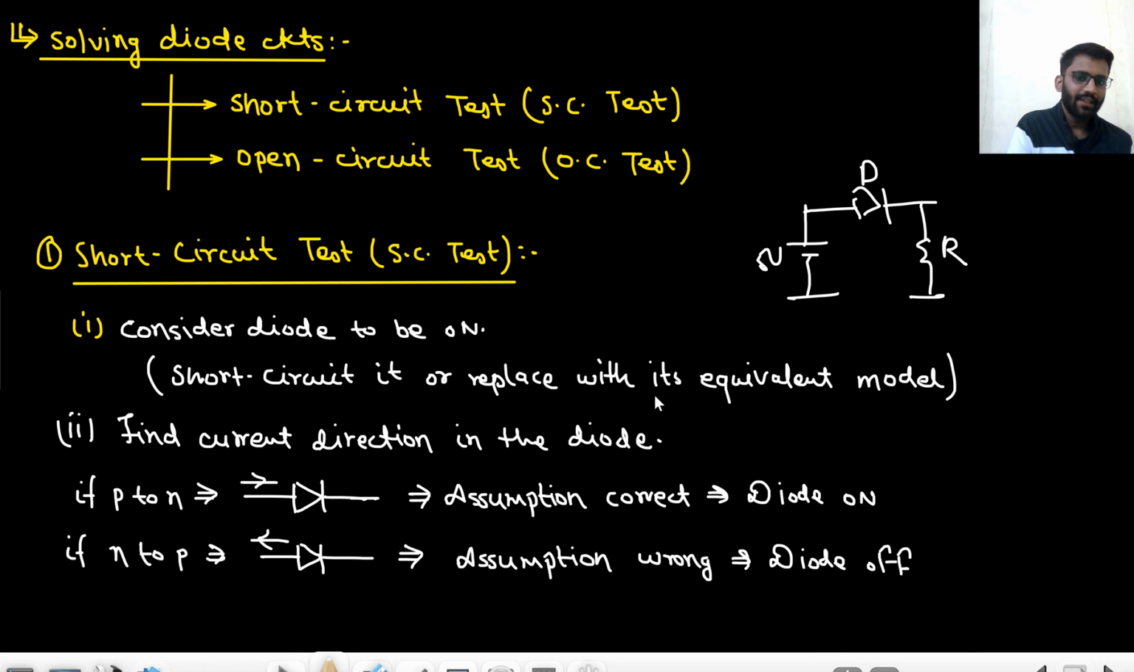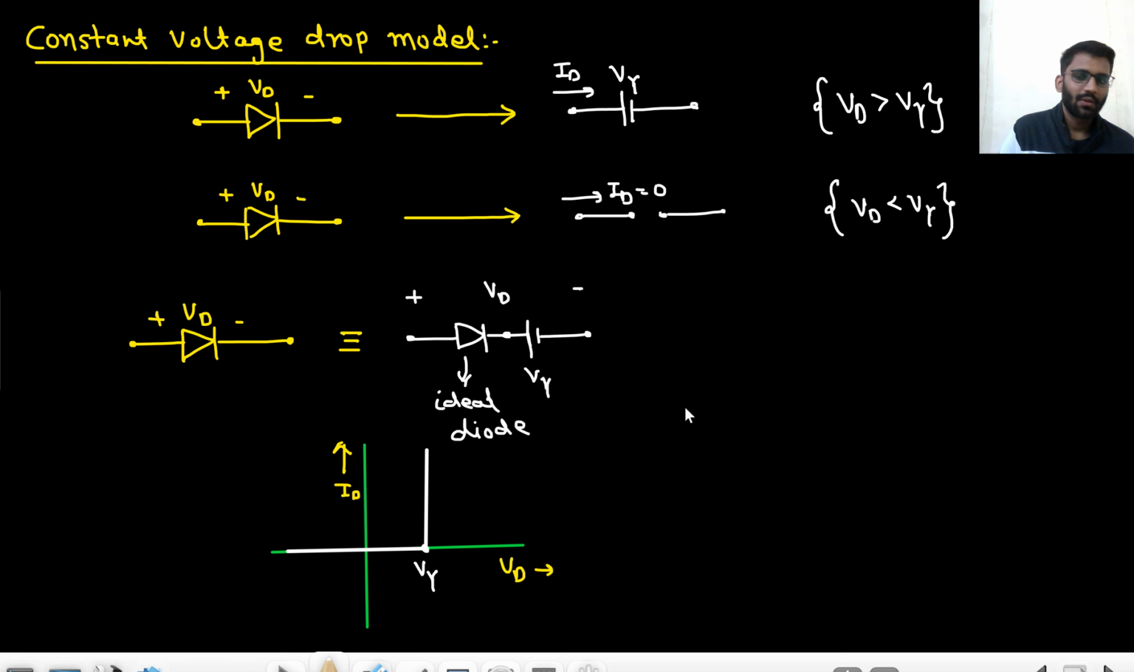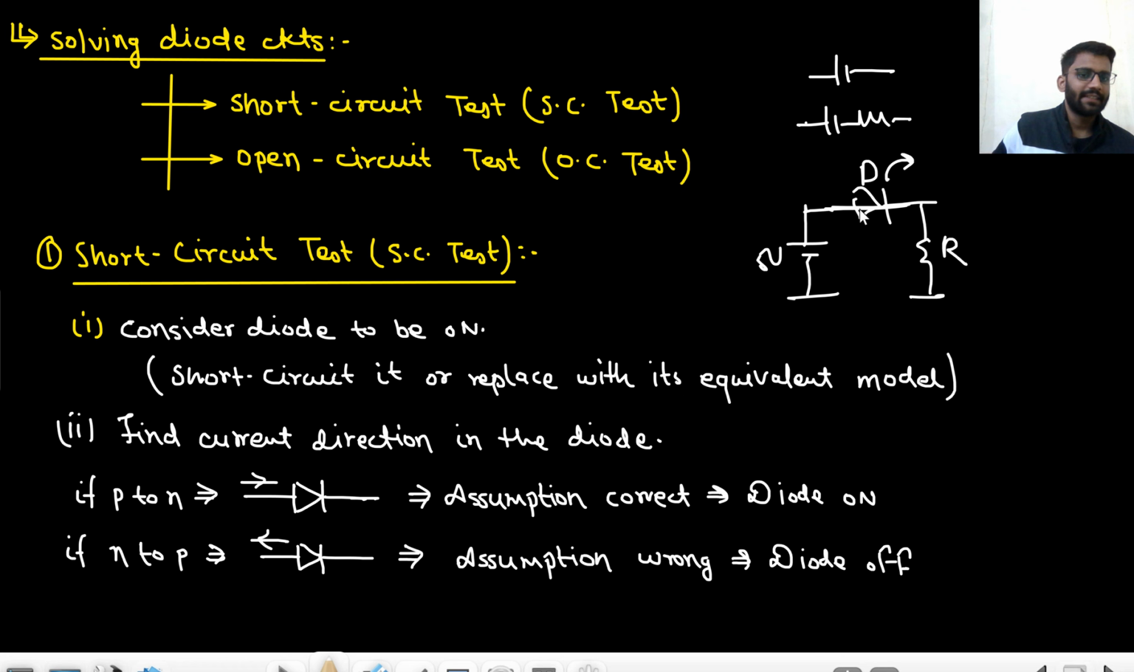If this diode is ideal, you will short circuit this. If this diode is piecewise linear, you will replace this with a model like this. And if this diode is a constant voltage drop model, then you will simply replace it with this. Now let's assume this diode is ideal. I will replace this with the short circuit.